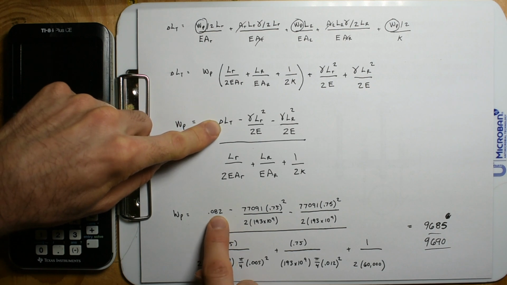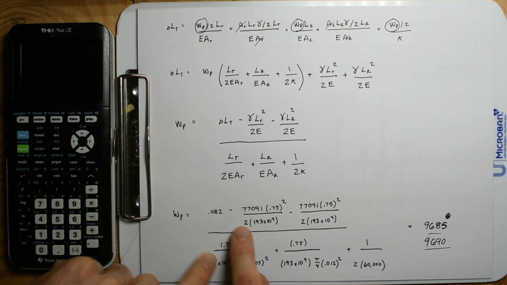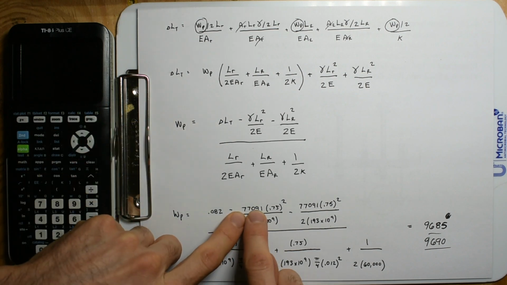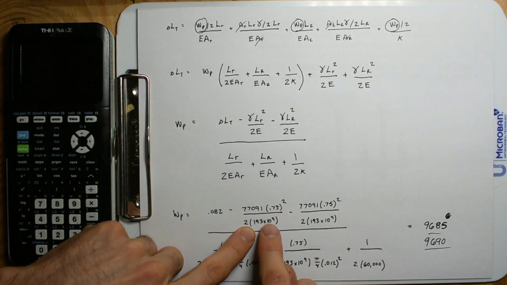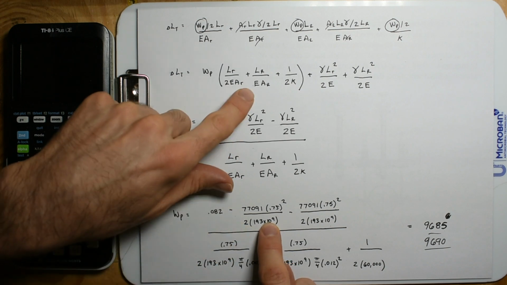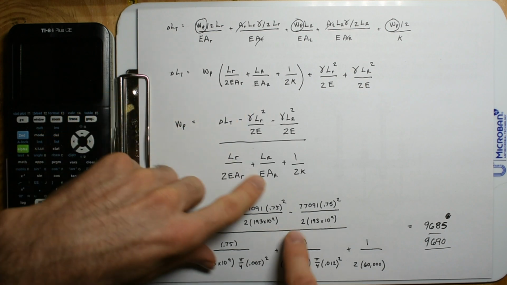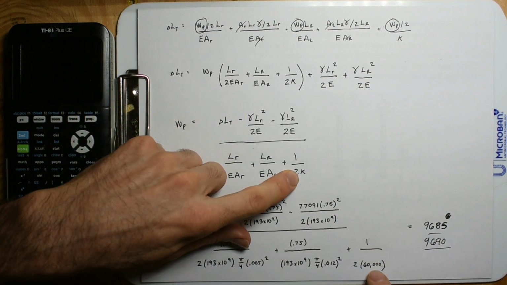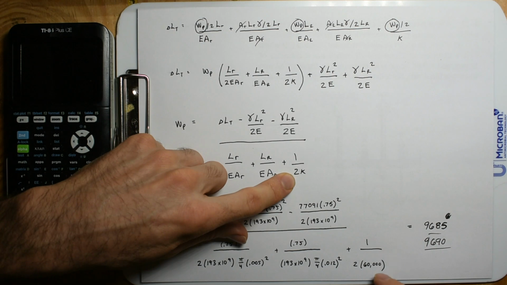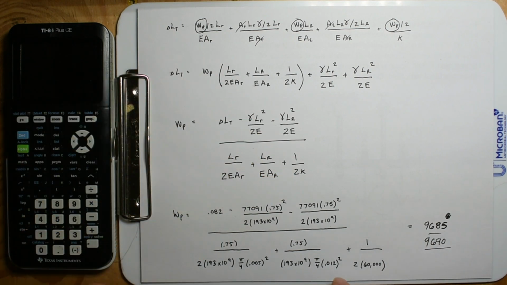Just always use meters, always use newtons. So this is newtons per meter cubed. This is in meters. This is the modulus of elasticity, in newtons per meter squared. And even the spring constant is 60,000 newtons per meter. So there you go. The areas and the diameters are in meters.